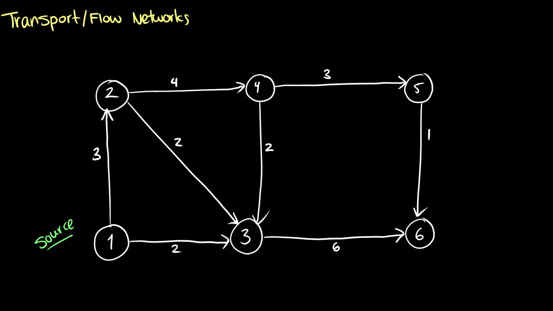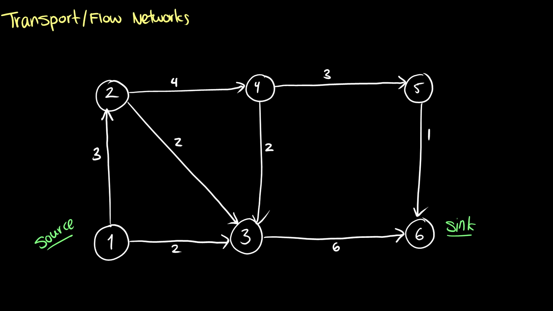The second main component is the sink. So the sink is the opposite of the source. It has an out degree of 0 and its in degree is non-negative, so everything ends up at the sink. So this would be the very end of our pipeline. So these are the two main components.